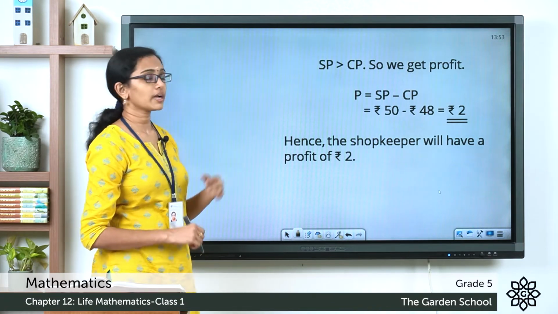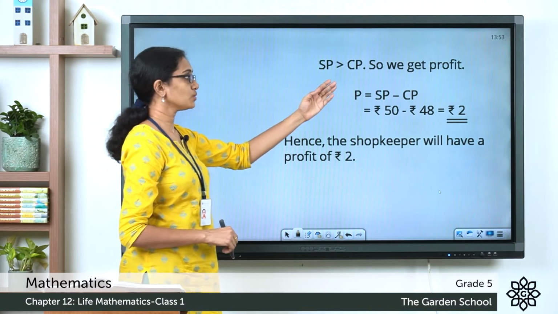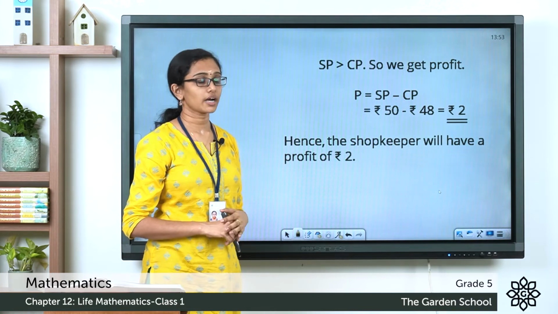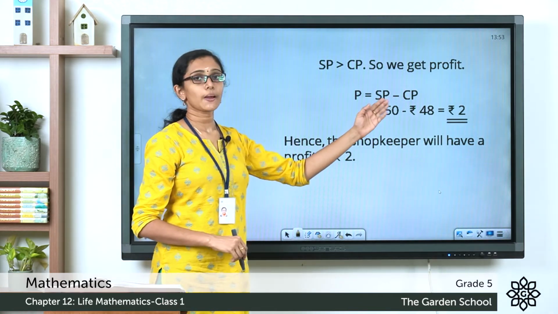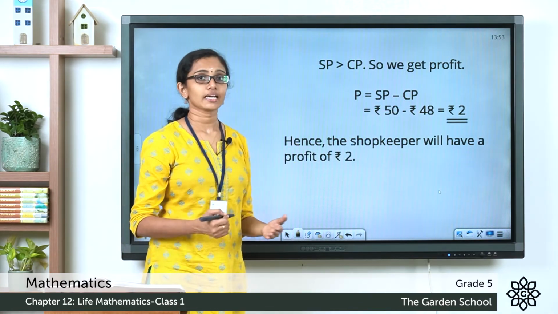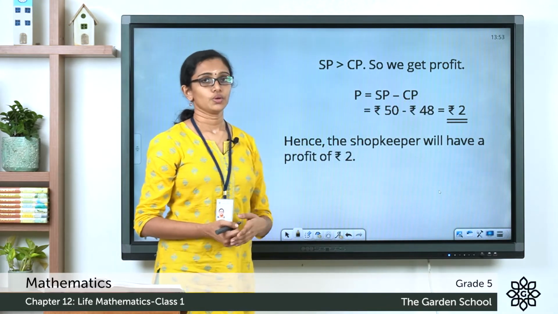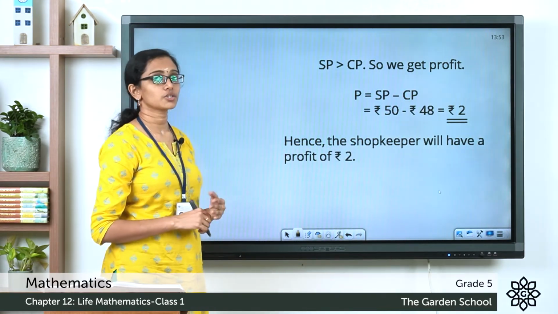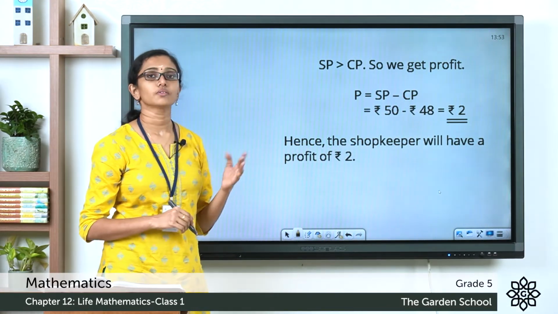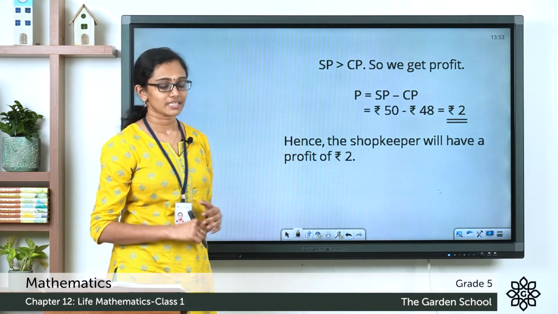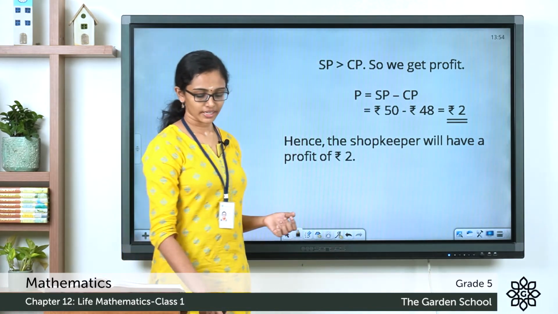So how do we find out the profit? The profit is equal to the selling price minus cost price, which is rupees 50 minus rupees 48, and that is equal to rupees 2. So he got a profit. The shopkeeper got a profit of rupees 2. So I hope it is clear to you. Now we will see another example.